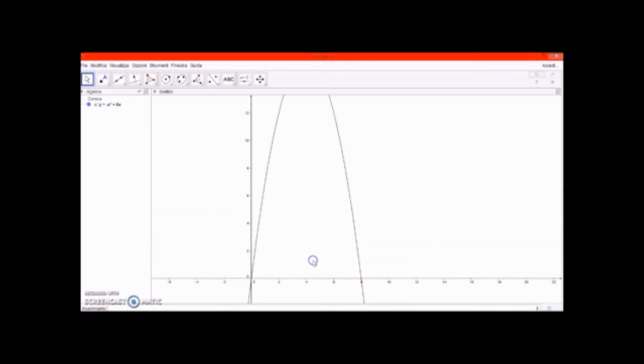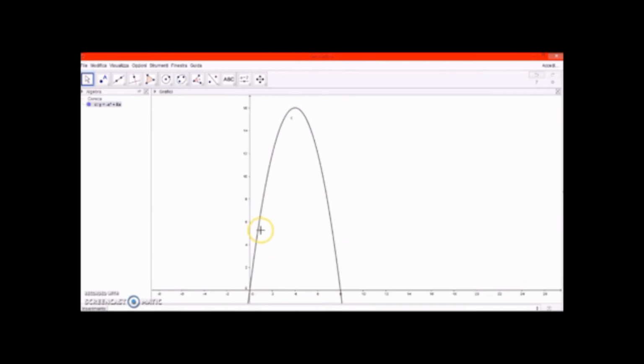So let's solve the problem. We have the equation which is y equals -x² + 8x. First of all, we have to sketch the parabola. To sketch the parabola, we have to put y equals 0. To find the intersection with the x-axis, our intersections are 0 and 8.